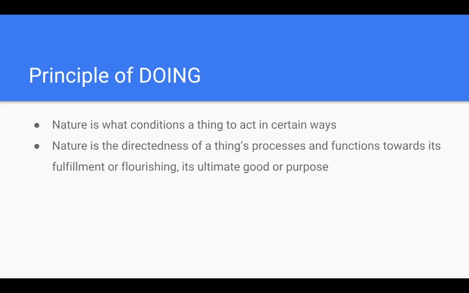The nature of a squirrel is that it conditions the squirrel to process, function, and act in certain ways that fulfill it as a squirrel. Same thing for a tree. All the functions, processes of a tree are directed by nature towards its flourishing, its fulfillment. And the same thing can be said for the human person. All the various processes, functions, and abilities and potentialities that human persons have are directed towards the fulfillment and flourishing, the ultimate good of the human person.